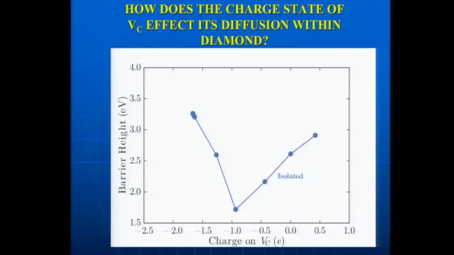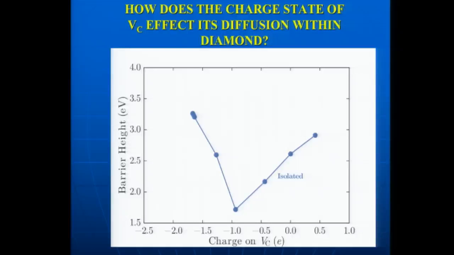How does the charge state of a carbon vacancy affect its diffusion within diamond? So here I'm just looking at an isolated carbon vacancy in bulk diamond. And we've calculated the barrier height for diffusion using the aforementioned method as a function of the charge on that vacancy. Well, our result is this interesting V-shaped curve. And it turns out it's very easy to physically interpret what's going on here.